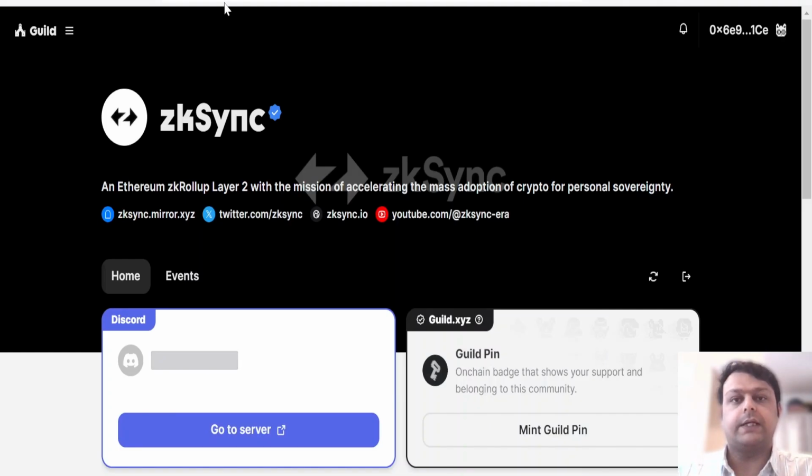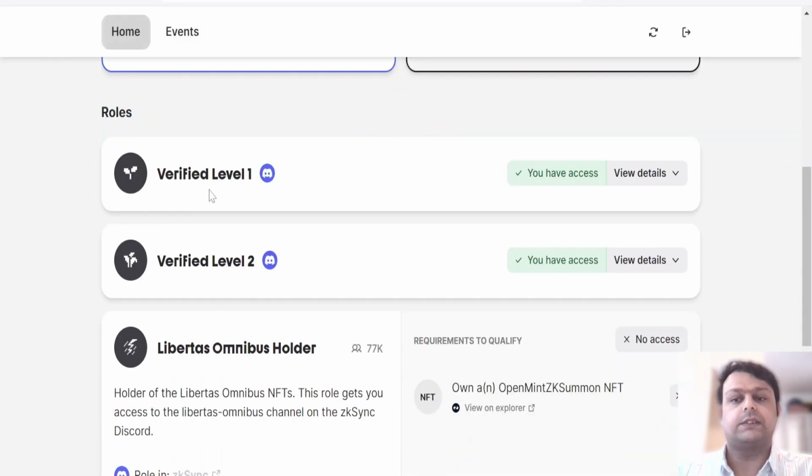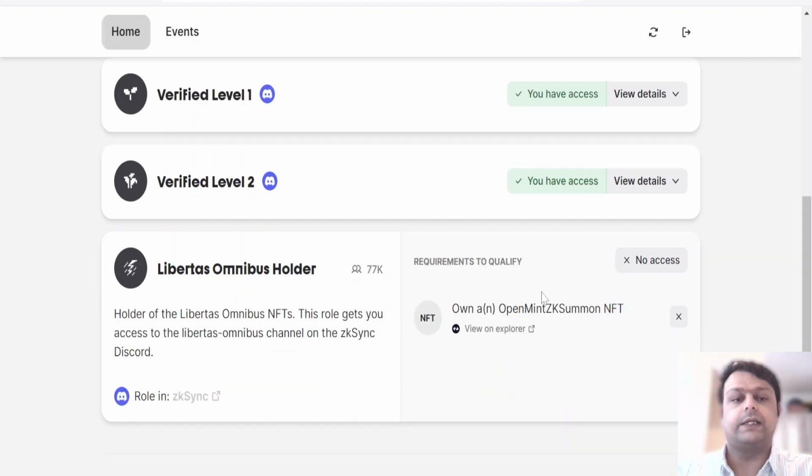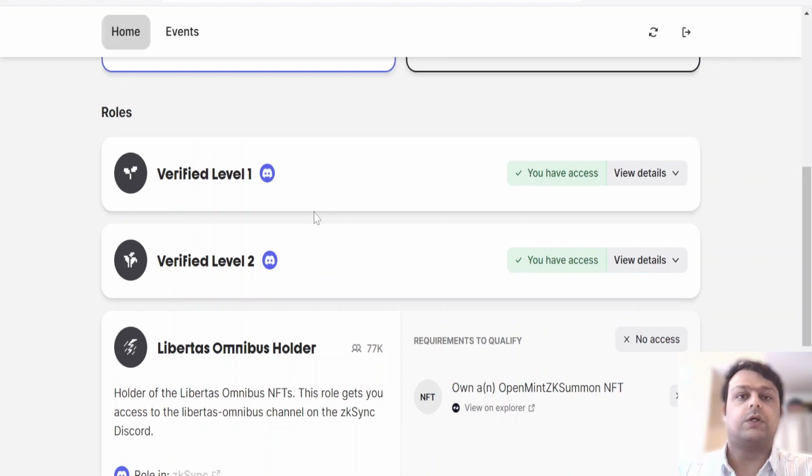Now go to guild.xyz/ZkSync and complete the following tasks to get verified on Discord, which is level 1 and level 2, and then this is for the NFT holders. So here you will need to at least have $100 worth of Ethereum for completing all these tasks. Minimum is 50, you can have like $100, that should be fine.